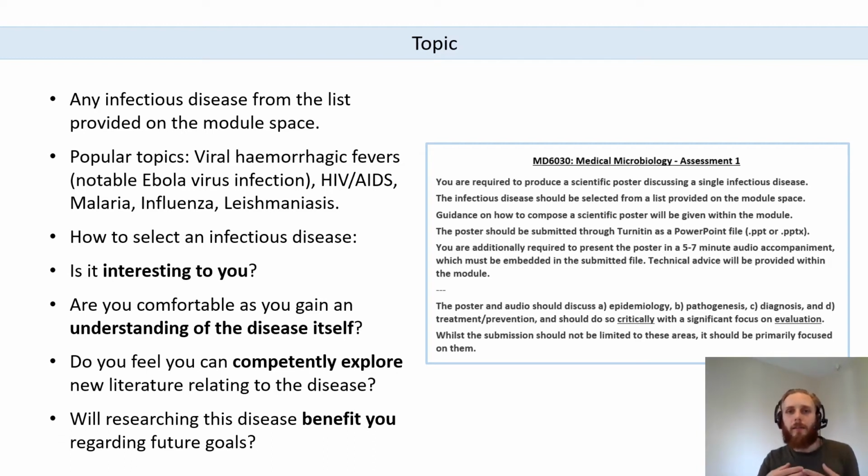Again, think about that when you're picking the infectious disease. You ideally want to be operating in an area where you're as comfortable as you can be. So again, don't make the situation any more complicated for yourself than it is already, really.